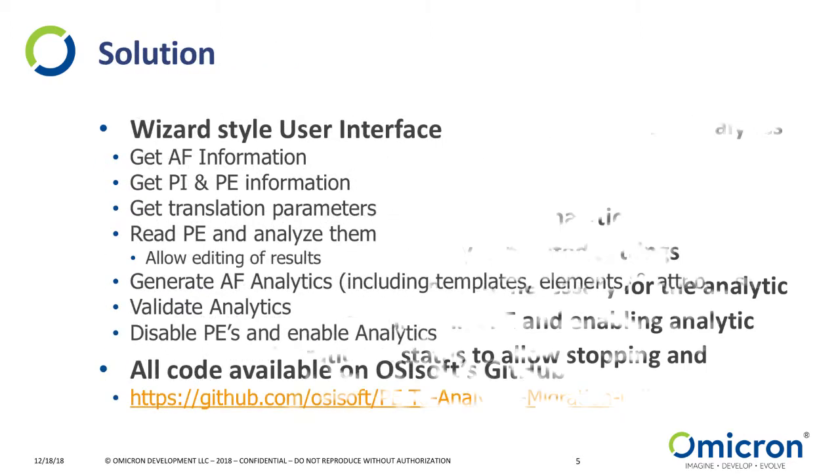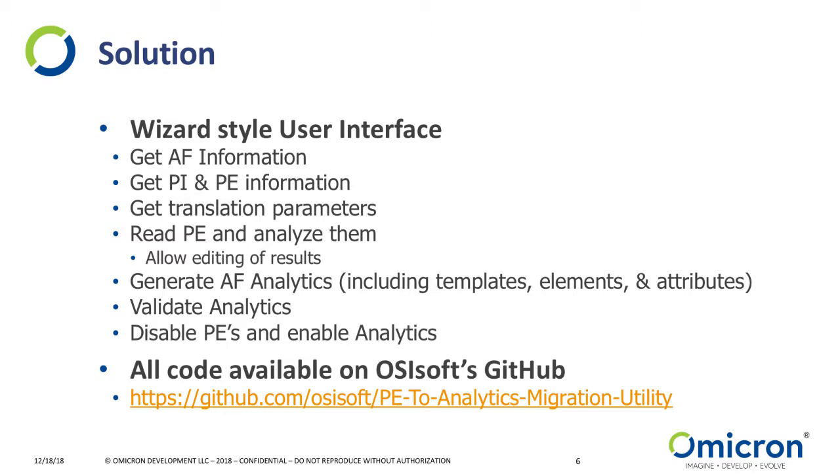So the solution is a wizard-style user interface, and it has multiple screens, one for getting AF information, one for getting PI and PE information, one for translating all of the parameters, which are giving you the defaults and how to name elements and attributes and so on. One is to read and analyze all of it, then generate AF analytics, validate them, and then what I call finalize, and we're going to go through this.